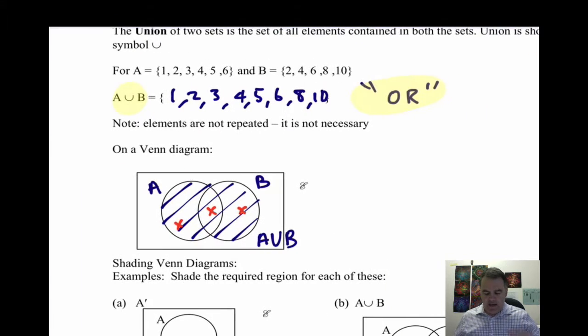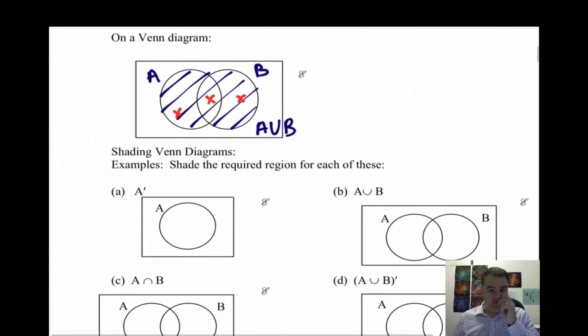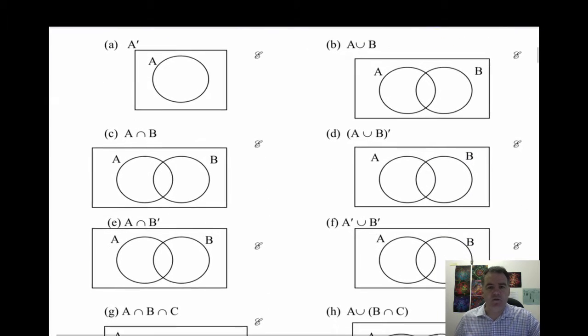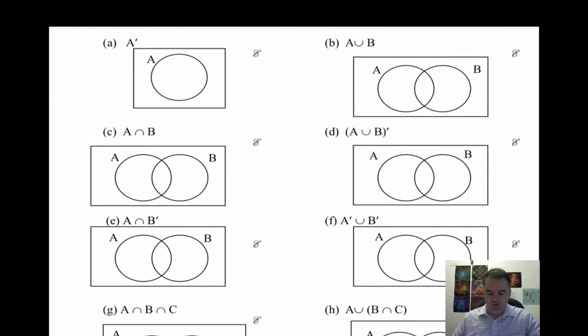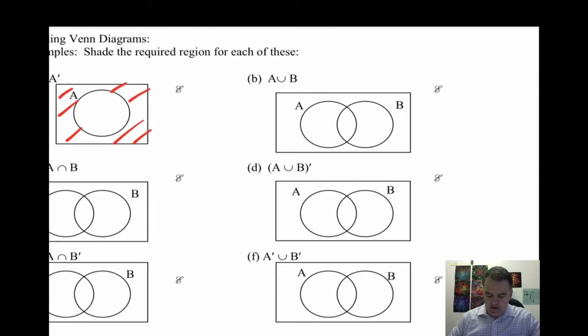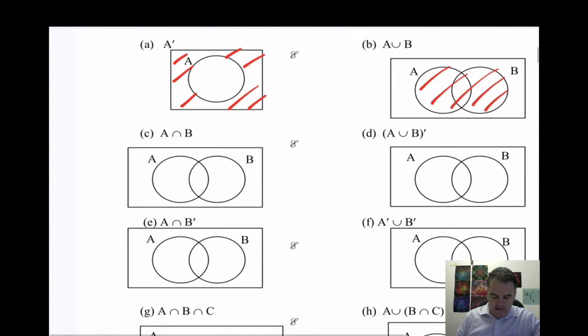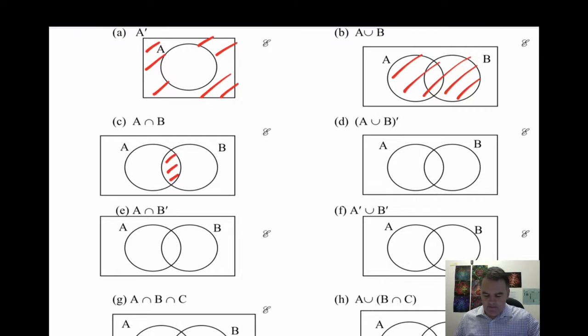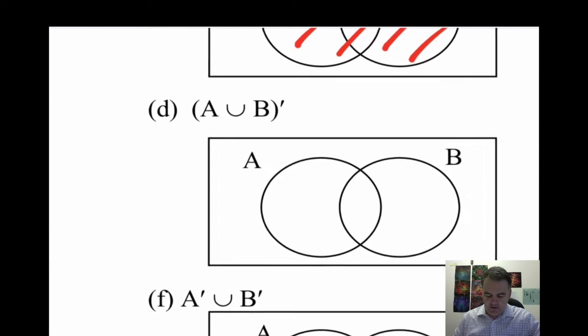Okay. Now, some questions might ask you to shade Venn diagrams. So these ones quickly here to finish off with, I'm going to do some quick shading. So this one here wants us to shade the complement of A, so that is everything outside of A. Part B is A union B, which we know is that. A intersection B is that there. Now we're getting into slightly trickier.